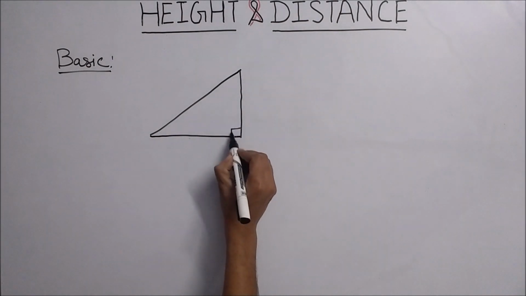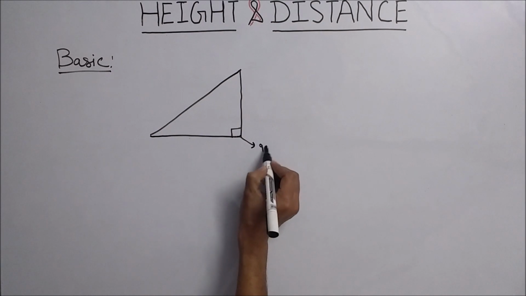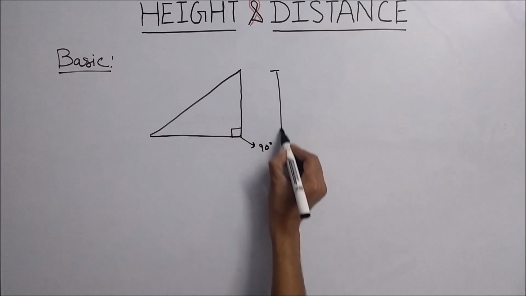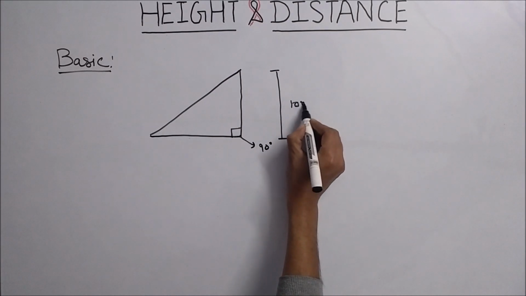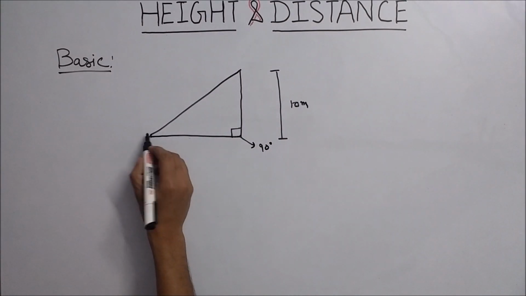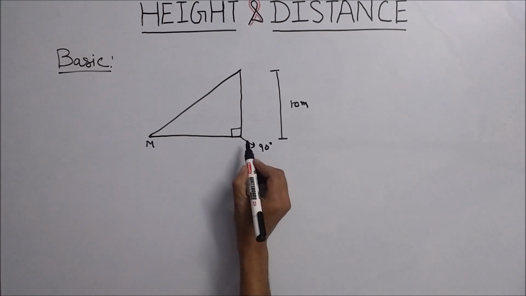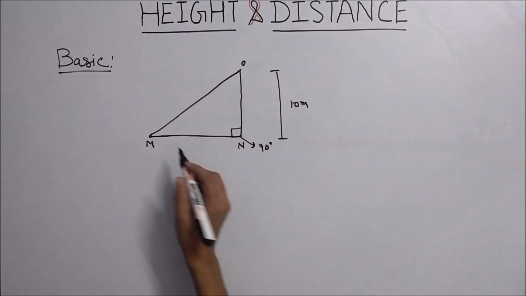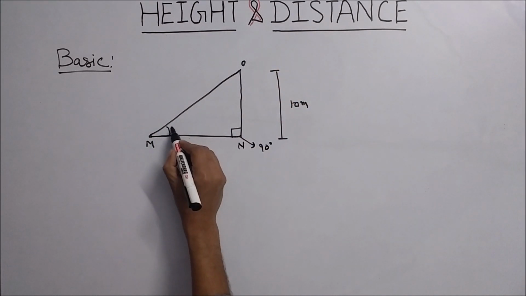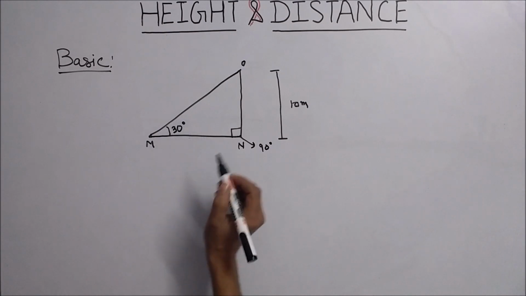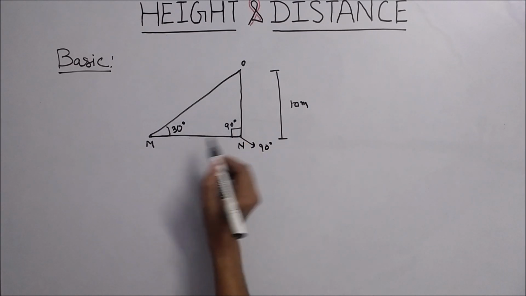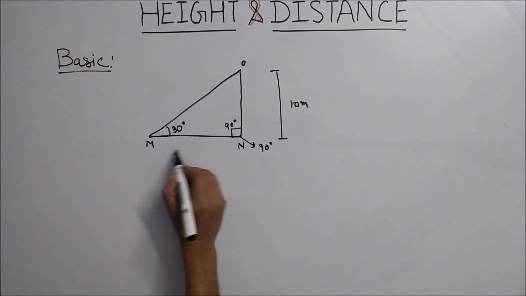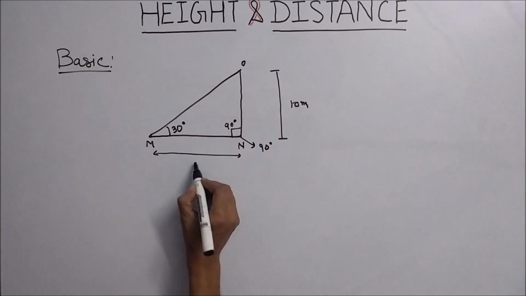of a diagram. This is a right angle triangle, and if the question says it is a tree of height 10 meter and a person is standing at a point M, and the bottom of the tree is N and the top of the tree is O. The angle here is 30 degree and the man is seeing towards the top of the tree. So we have to find this distance.